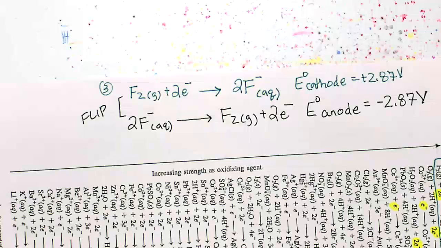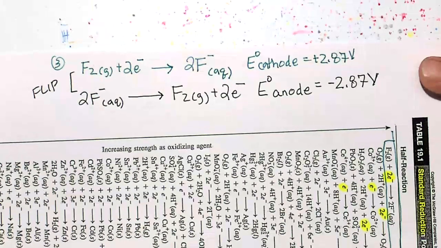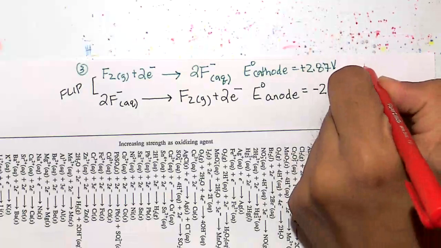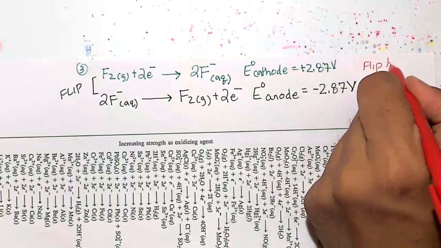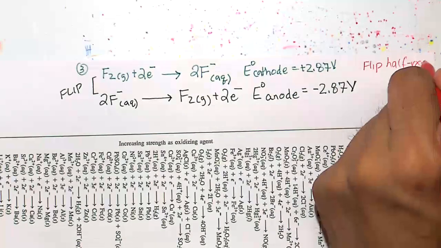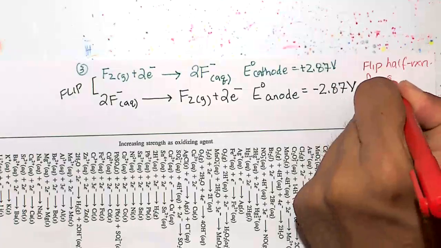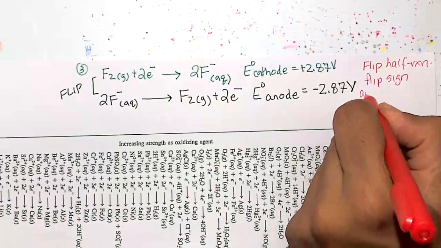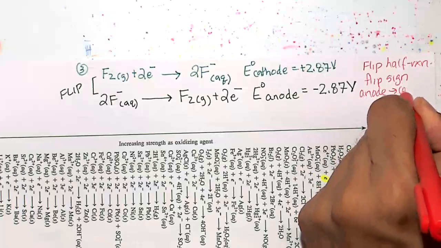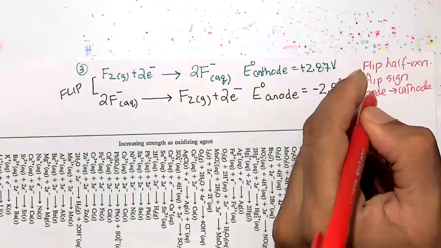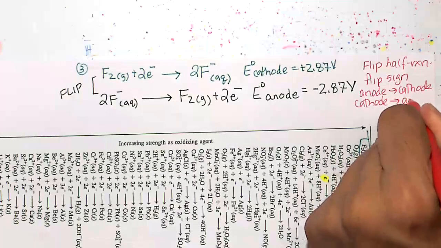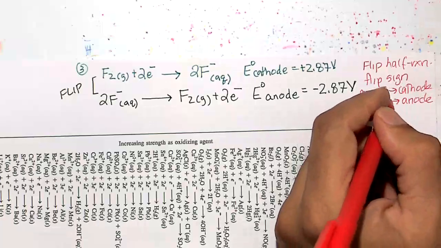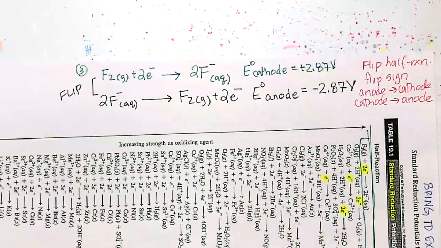Okay, flip the half reaction, flip the sign. Anode becomes cathode, cathode becomes anode. Flip the half reaction, you flip the sign. Anode becomes cathode, or the cathode becomes the anode. Okay, this is important point number 3.